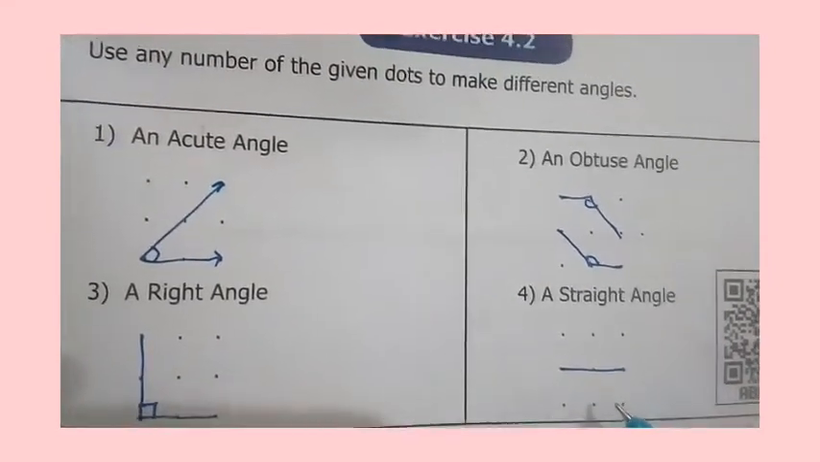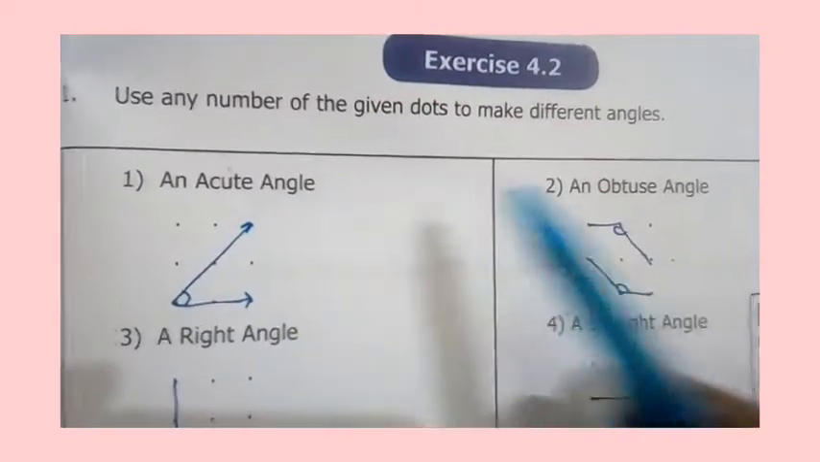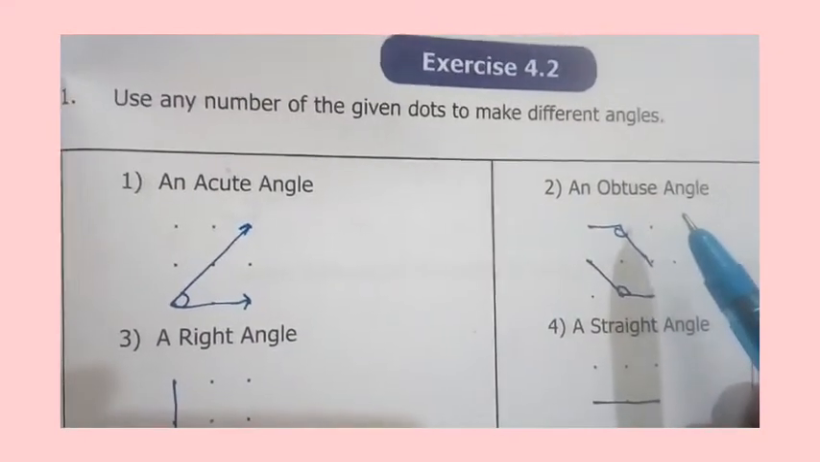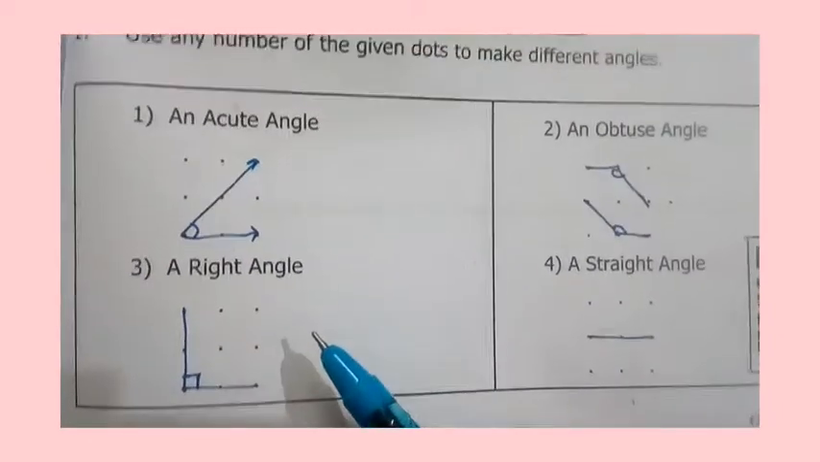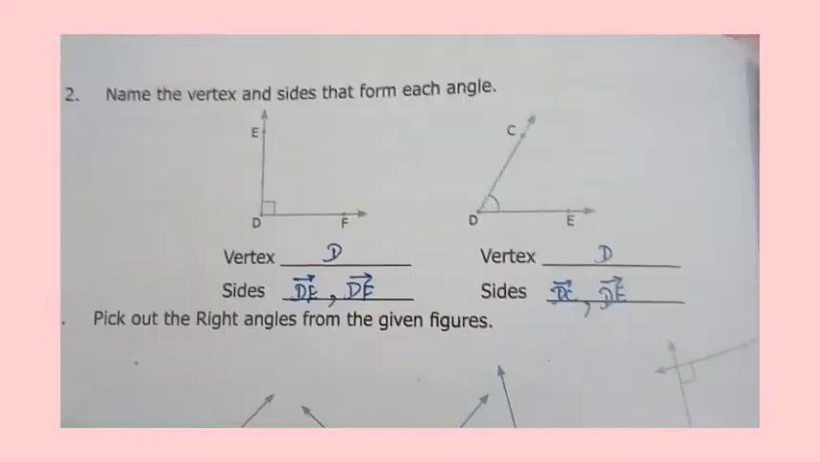Straight angle means 180 degrees. Acute angle means below 90 degrees. Obtuse angle means more than 90 degrees. Right angle means 90 degrees. Straight angle means 180 degrees.